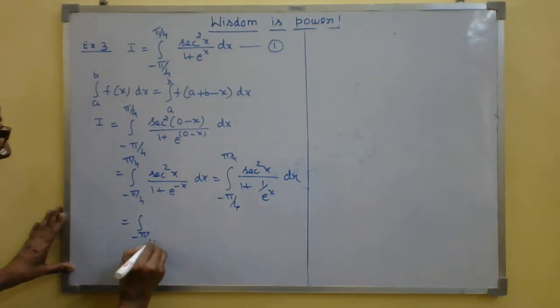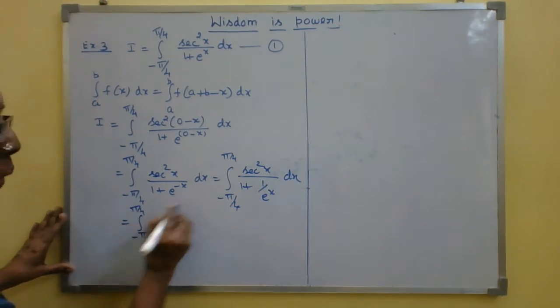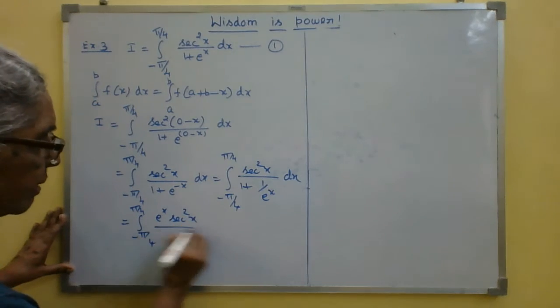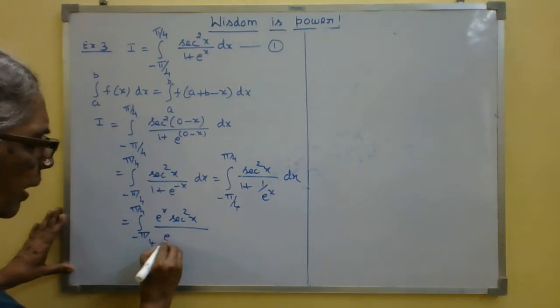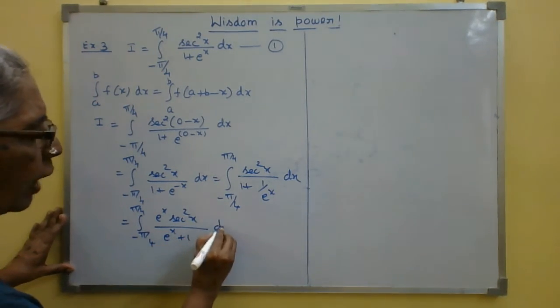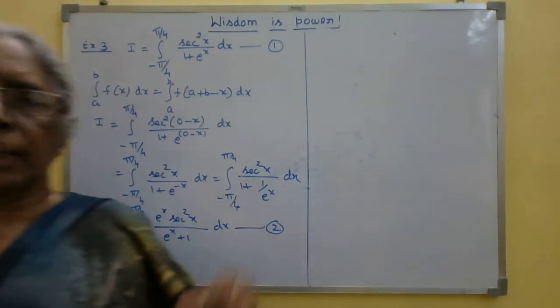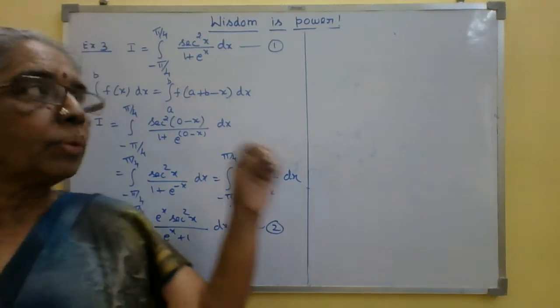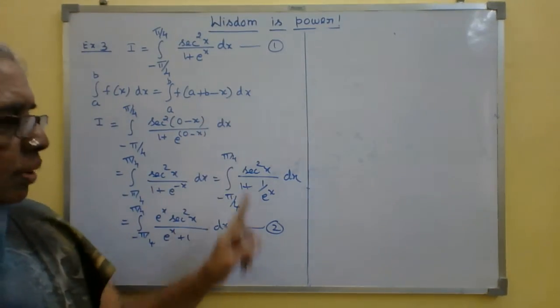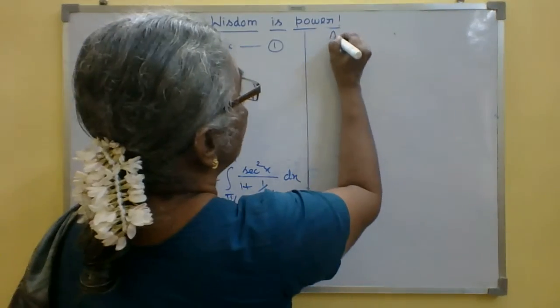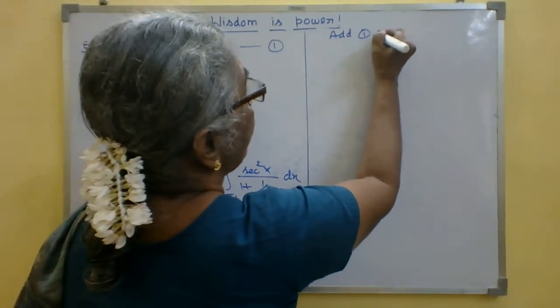So you will get minus pi by 4 to pi by 4. I will get e power x secant squared x here. Here it will be e power x plus 1 dx, right? Mark this as 2. So the given sum is 1. You have used this property and you have simplified it. This is your 2. Now as usual, you add 1 and 2.